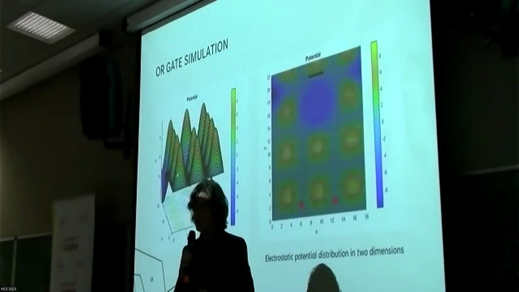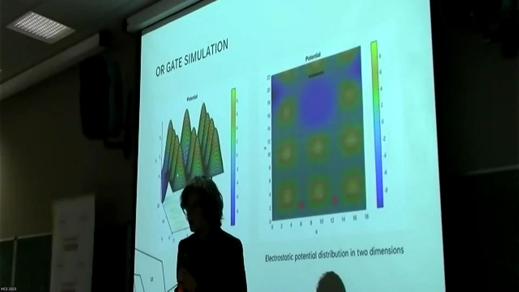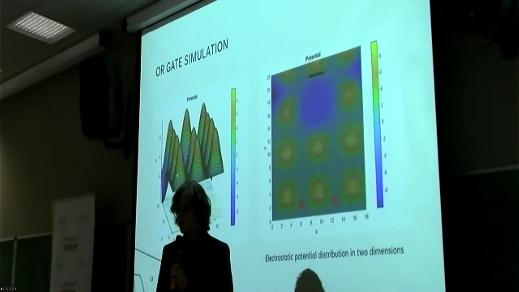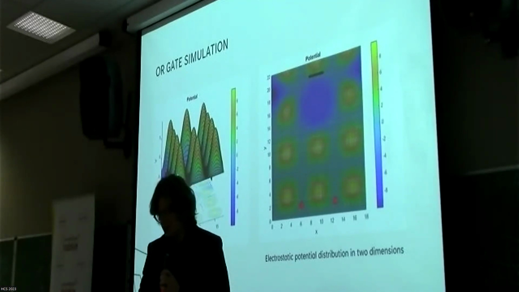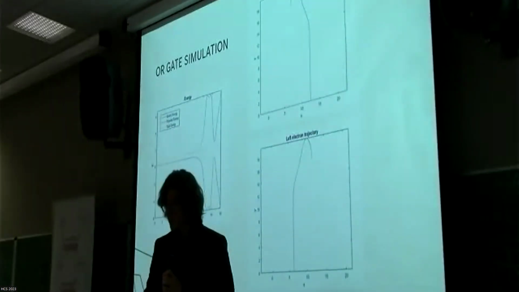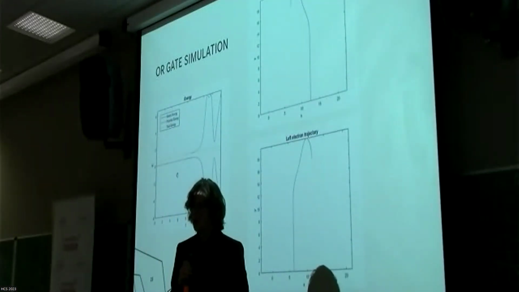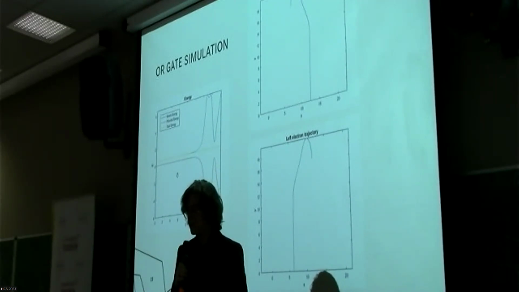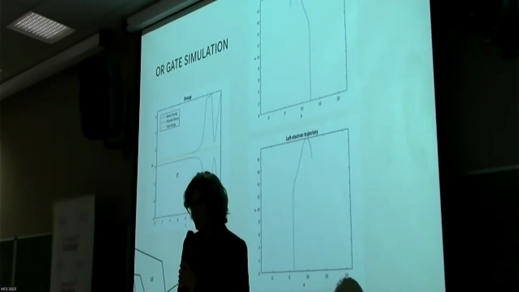Then, in order to simulate our gates, we simulate potential using, in this case, exponential functions. And here we can also see the electrostatic potential distribution in two dimensions and how it looks. And then we conduct our simulation. Firstly, for one electron fired in separate tunnels, as you can see here, it gives us the logical output 1, because it will be read on the output.